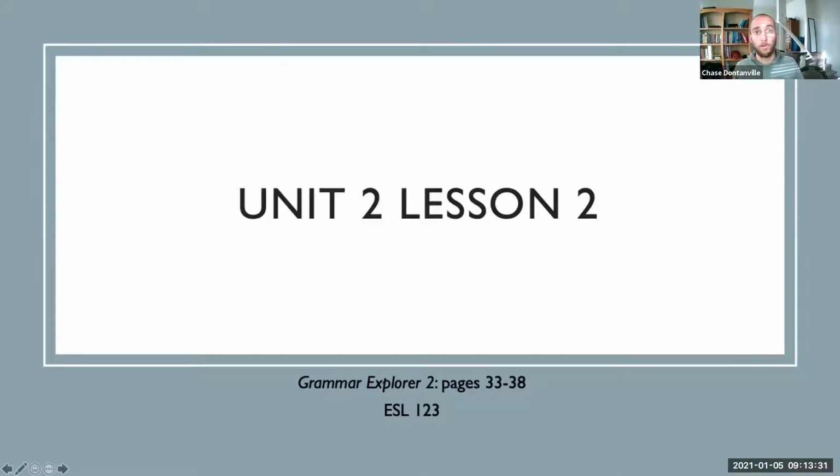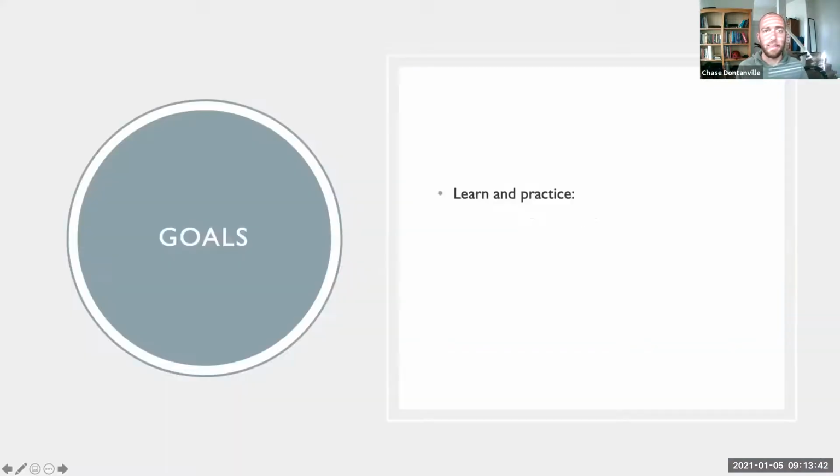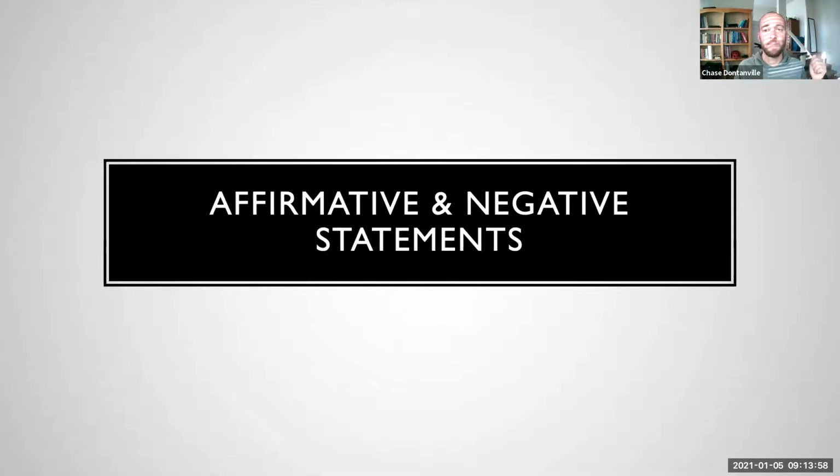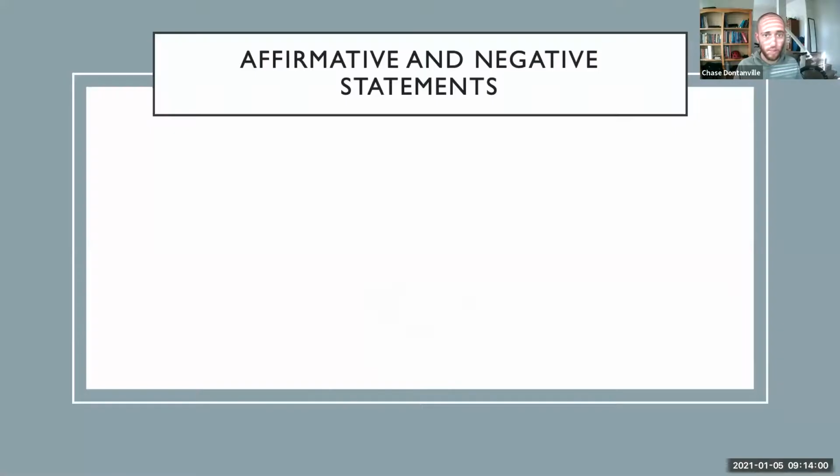Let's look at lesson 2 for unit 2, pages 33 to 38 in your Grammar Explorer textbook. In this lesson, we're going to learn and practice the past progressive, both affirmative and negative statements and questions. Remember, the progressive is the continuous, the same, okay? -ing. Let's start with affirmative and negative statements.